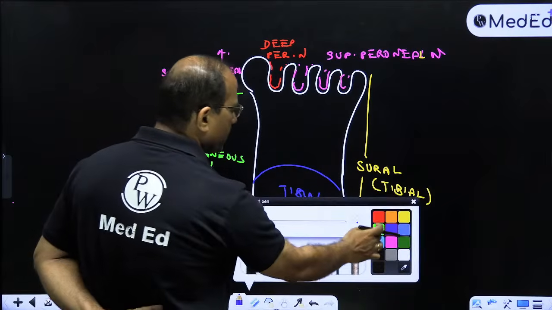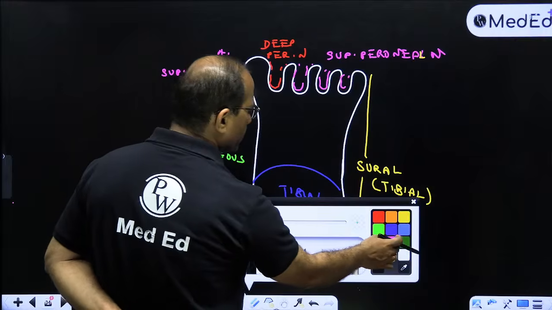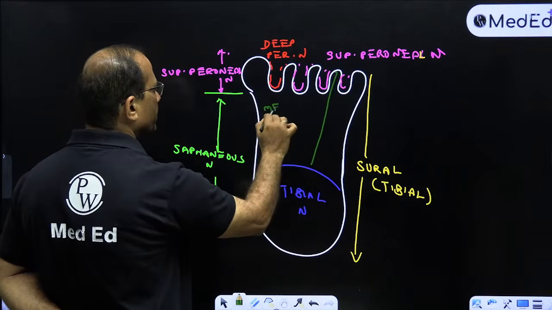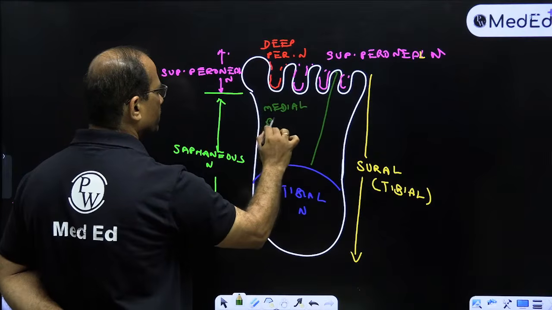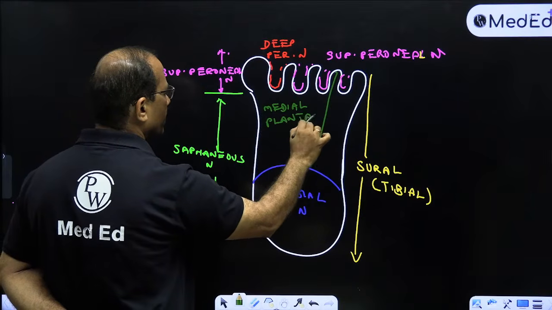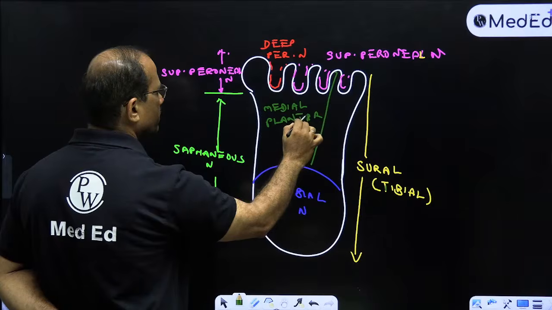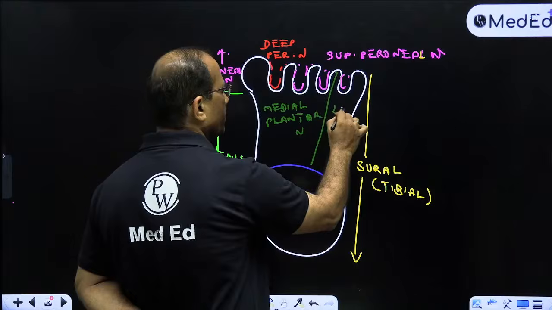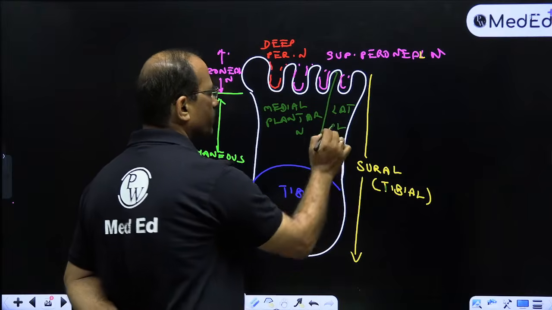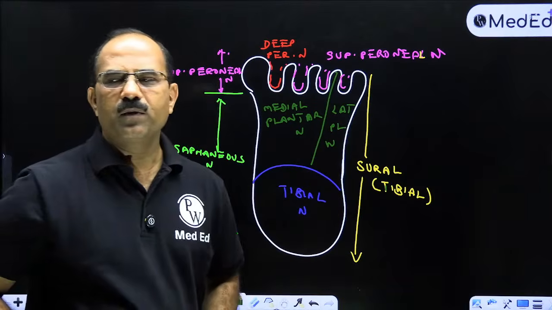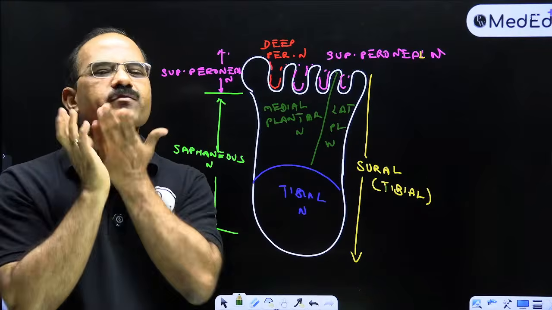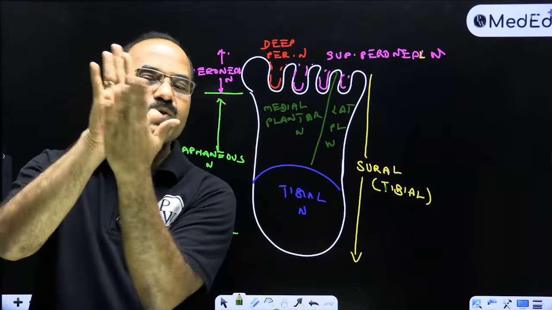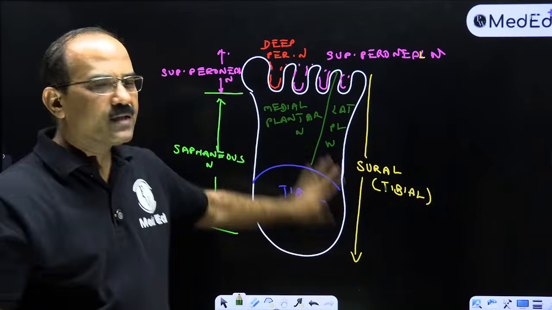Now these 3.5 fingers are supplied by medial plantar nerve. And these 1.5 fingers are supplied by lateral plantar nerve. Medial and lateral plantar nerves are branches of tibial nerve. ये tibial nerve की branch है. This is the complete nerve supply of the foot. That's the sole of the foot.